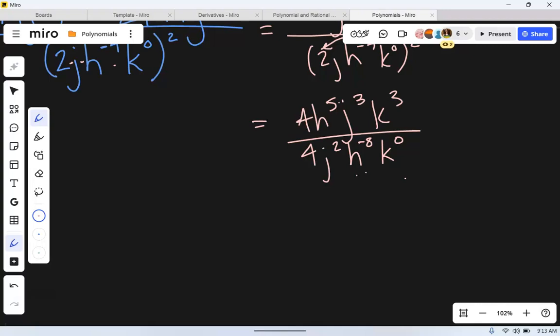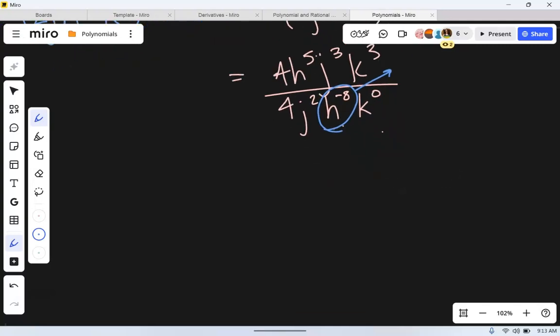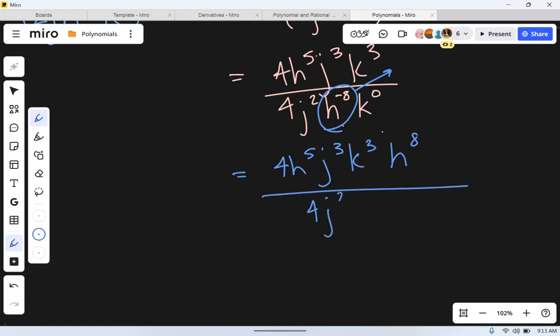One thing to do. You certainly could. Do you have to do that now? You don't have to, but could you? Yes, you could. And that's why I said we'll go through it together, because some of you might have done something different first, and that's okay. It doesn't matter. So let me rewrite it with that negative exponent going up top. So I got 4H5, J3, K3. That H now moves up and becomes positive over 4J2, K0.